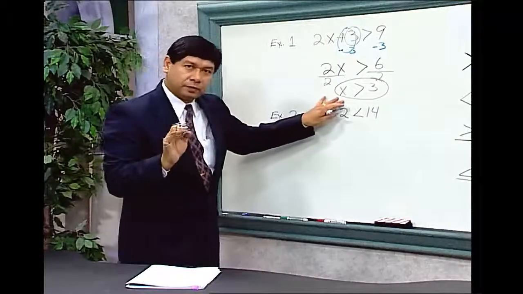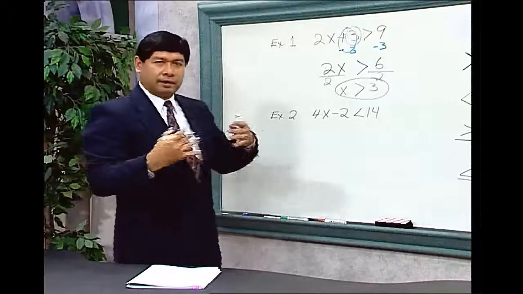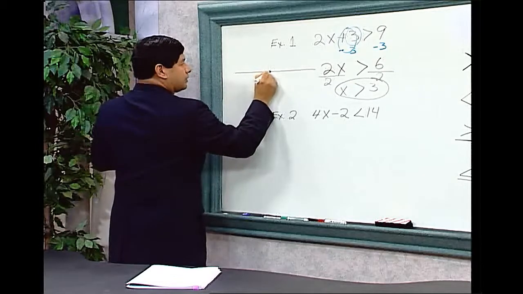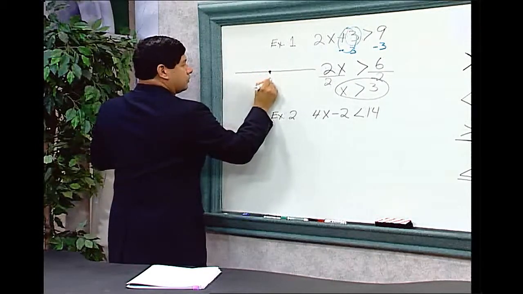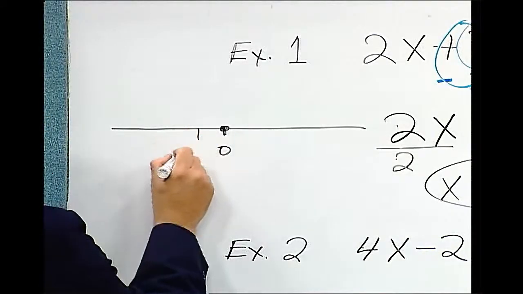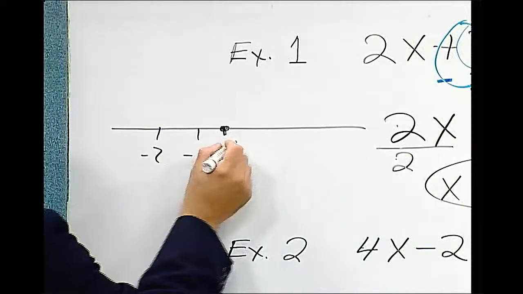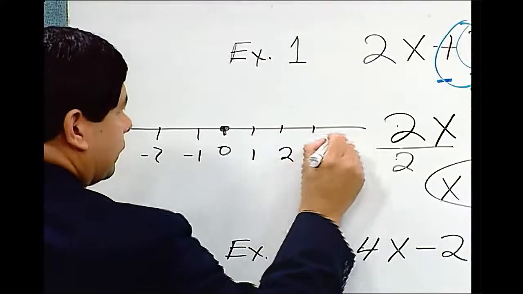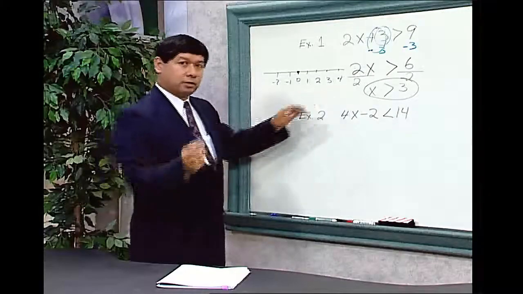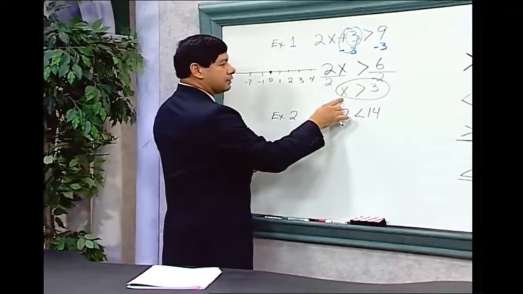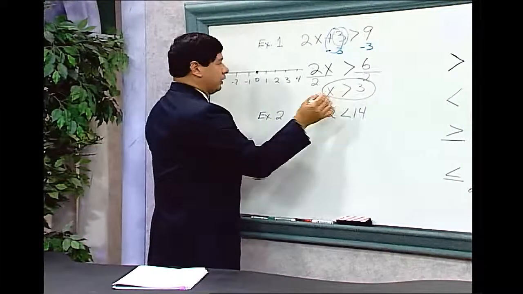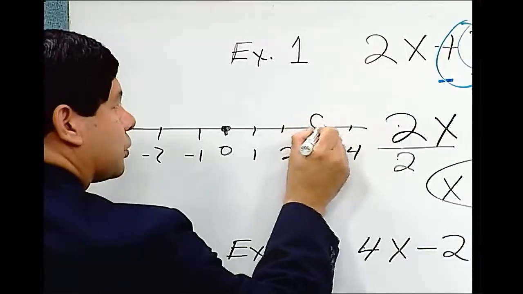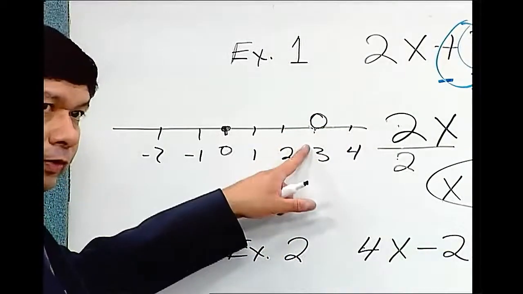Now let's draw a picture of what this means, because if we can draw a picture of it, it makes a lot more sense to us. So I'm going to make a quick number line here. I'm going to say this is our 0 point. We have our negative 1, negative 2, positive 1, positive 2, positive 3, positive 4. So looking at our solution, x is greater than 3. So here's our 3 point. Now what I'm going to do is draw an open circle, meaning it does not include 3.